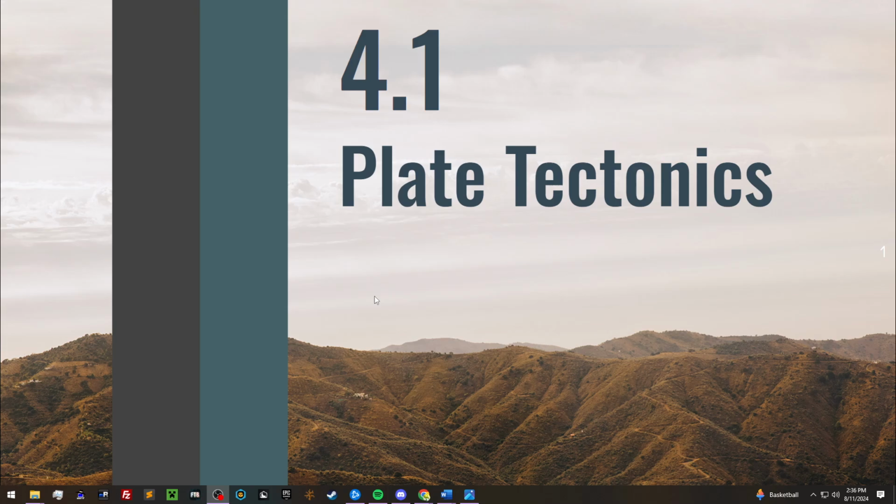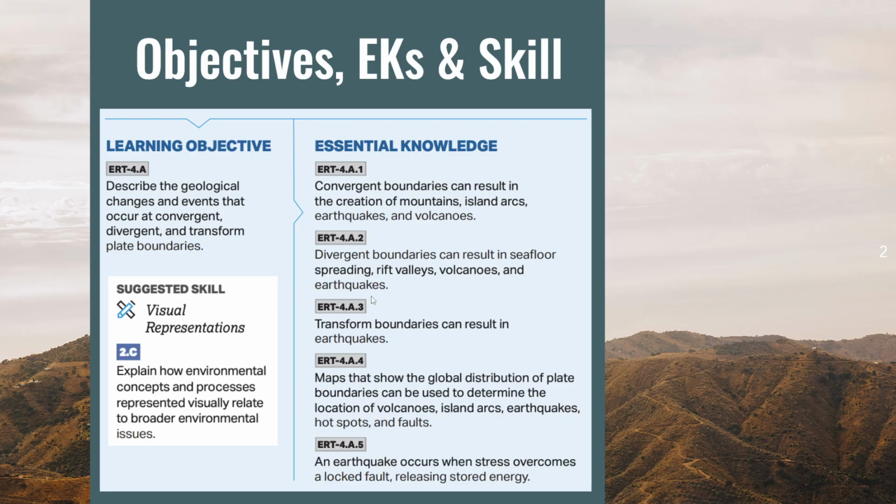caused by tectonic activity. Our objective for the day is to be able to describe the geological changes and events that occur at plate boundaries. In order to do that, we need to know that there are three plate boundary types. Those are convergent, divergent, and transform fault boundaries. We will also learn what type of events and landforms each of these can produce, and then finally we'll learn that earthquakes occur when the stress overcomes a locked or a stuck fault, which releases tons of energy.